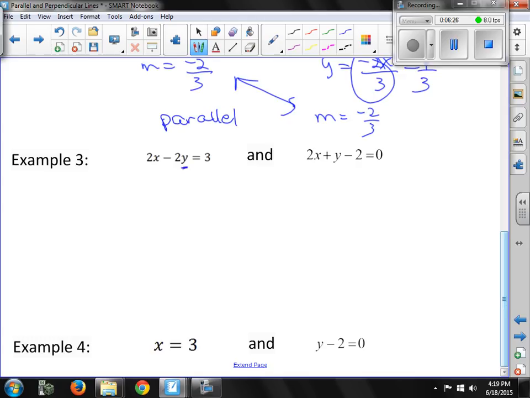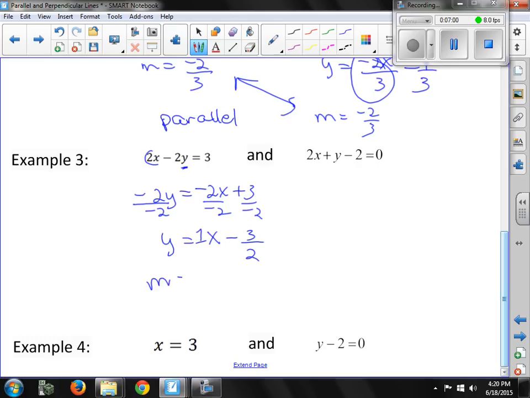Let's solve for y in this example. So negative 2y, I'm just going to move this 2x over to the other side as a negative. When you move a term from one side of the equal to the other, you change its sign. That's a little bit faster. Divide everything by negative 2. Y equals, now negative 2 over negative 2 is a 1x. And a positive over negative is a negative 3/2. Now, there really is a coefficient of 1 in front of the x, so my slope here is 1.